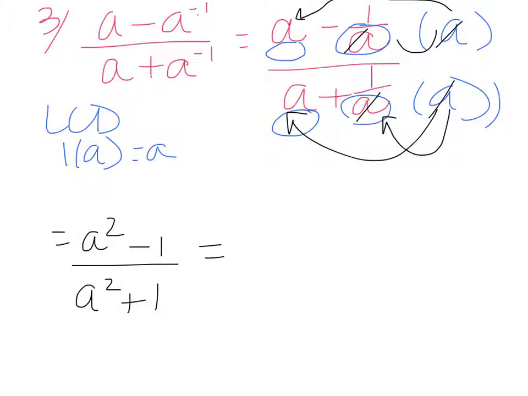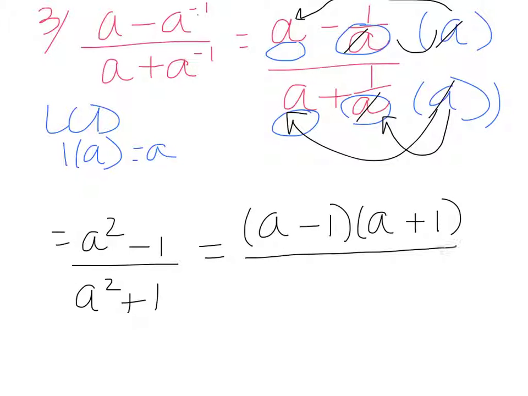We can factor this a little bit, but nothing is going to cancel for us. A squared minus 1 factors into a minus 1 times a plus 1 because the ones add to 0 and multiply to negative 1. But in the bottom, we don't have two numbers that multiply to positive 1 and add to 0. So the bottom just has to stay the same. And this guy is our final answer.